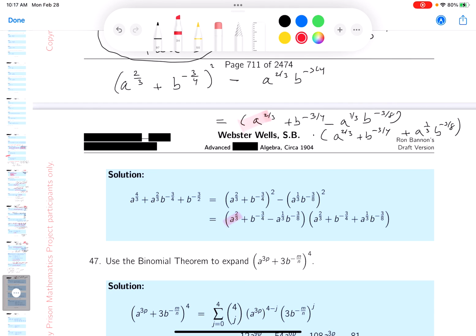A to the 2/3, b to the minus 3/4, minus a to the 1/3, b to the minus 3/8. Got that. A to the 2/3, b to the minus 3/4, plus a to the 1/3, b to the minus 3/8. Things are working as advertised.